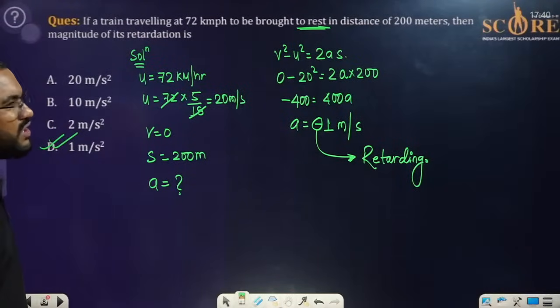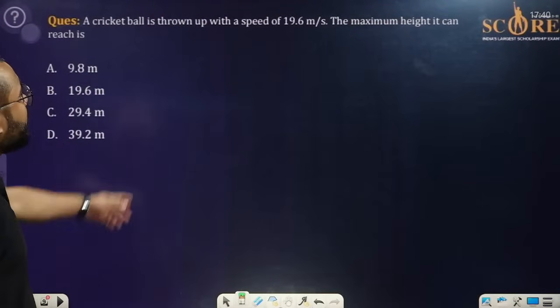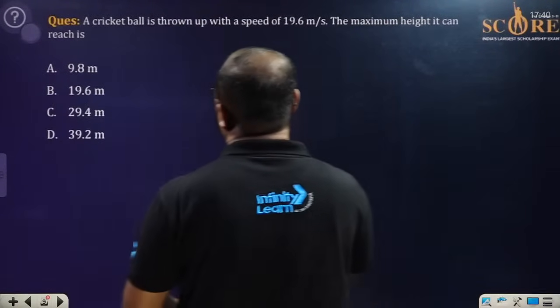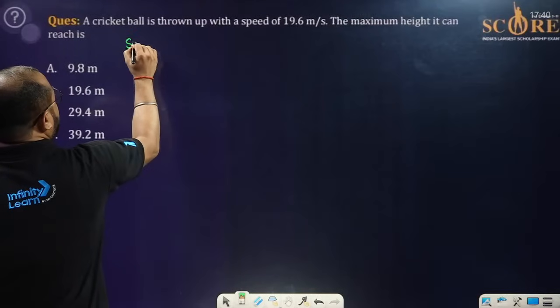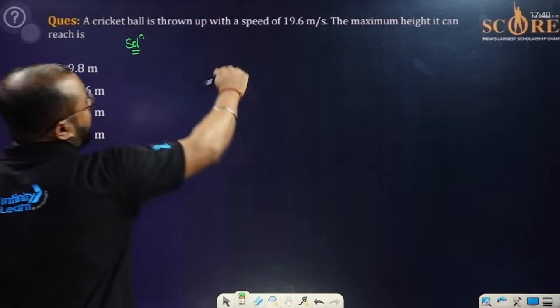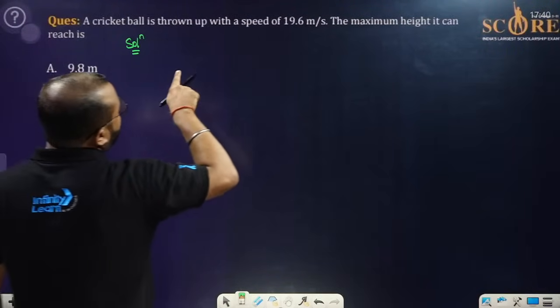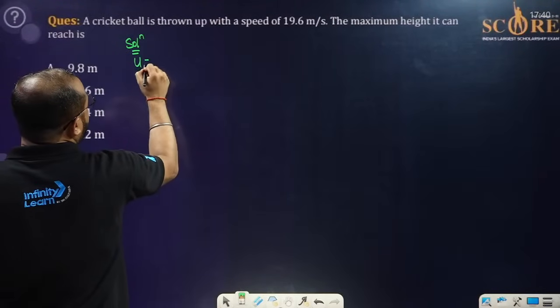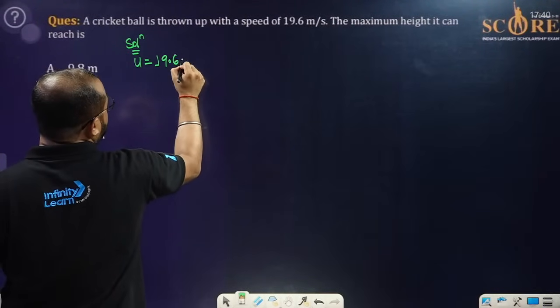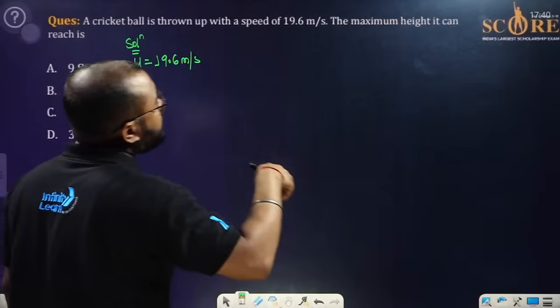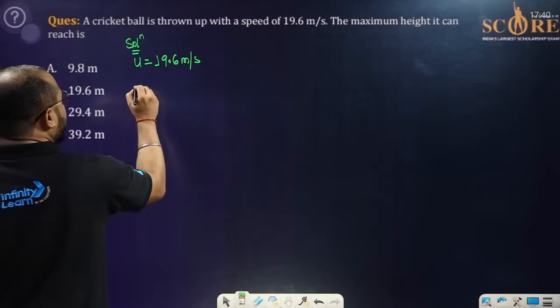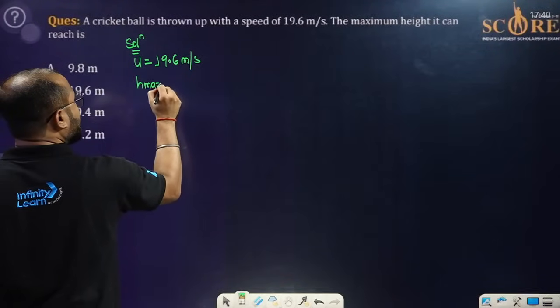Simple. To the point. What do you think about this? Again, it is a very simple question. Why take time in this solution, people? Now we have to find out the speed is given to us. A ball is thrown up, so initial velocity is given to us, that is 19.6 meters per second. What else? The maximum height, we have to find out the value of h max.